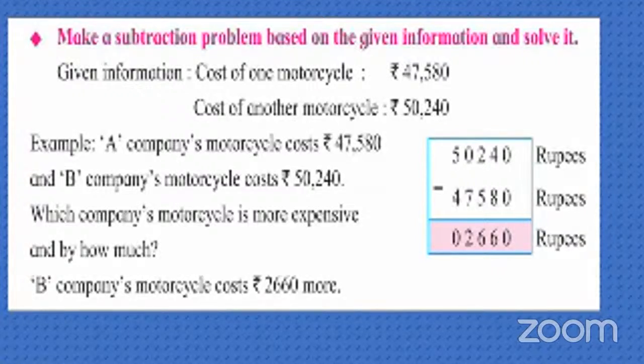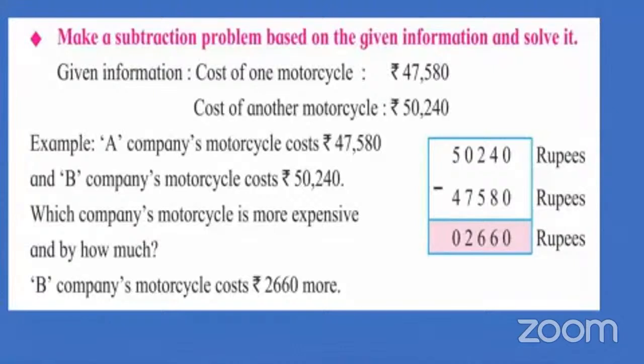See, that example is ready there. What is that example? I'm going to read it, just listen. A company's motorcycle costs rupees 47,580 and B company's motorcycle costs rupees 50,240. So which company's motorcycle is more expensive and by how much?